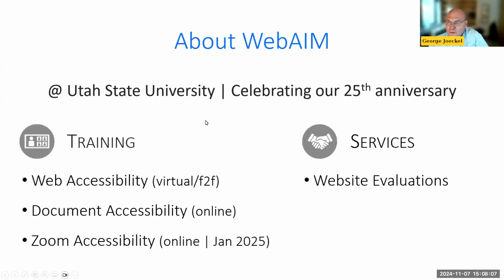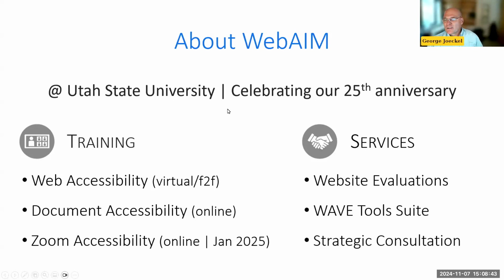For our services, we do website evaluations where we have our evaluators look at a sample of web pages and then write up a report documenting the accessibility issues that they find. We do have our Wave tools suite, and some people use Wave in their own software. We also have a community version of Wave where that tool can be used for free. There's a browser plugin, and we also do strategic consulting.